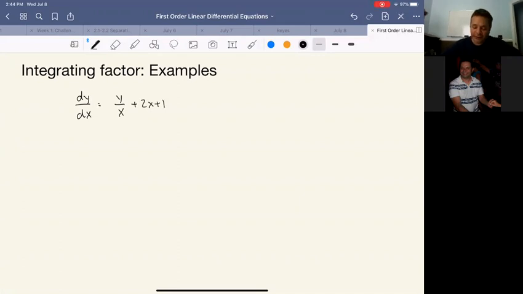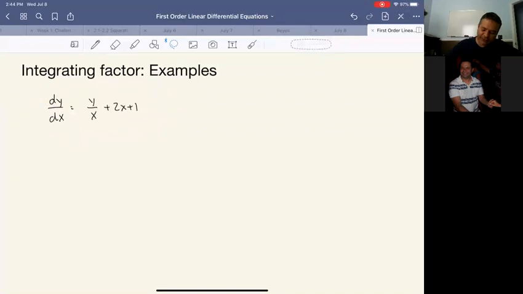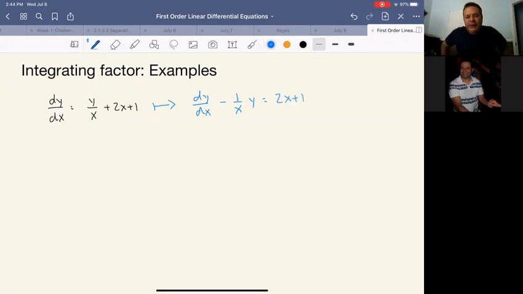Okay, so the first thing we're going to do here is try to make it look like the type of equation that we were expecting. So first, a little algebra magic. dy/dx, I'm going to move that y over x to the other side, but I'm going to write it as negative 1 over x times y equals 2x plus 1.